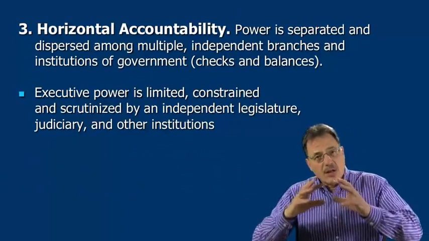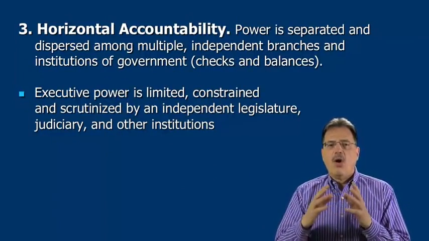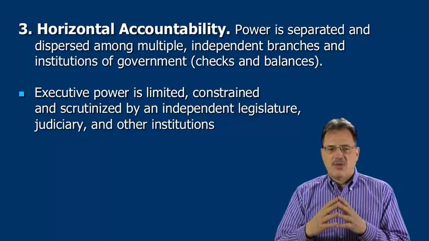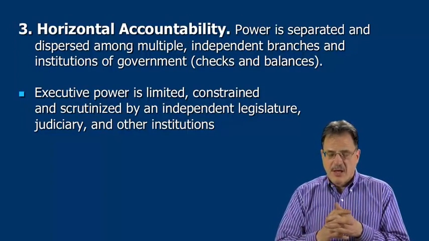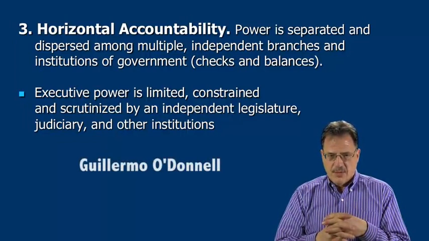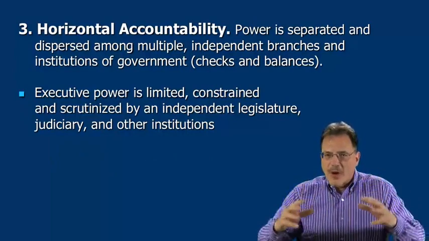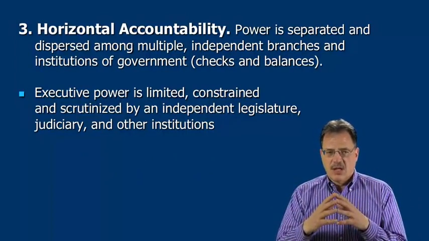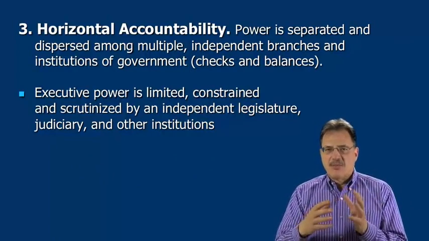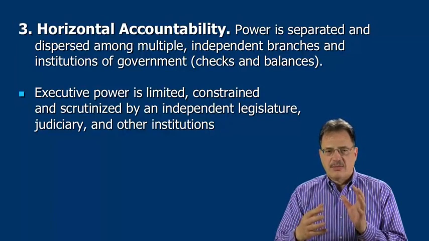A third, and again closely related, principle of the rule of law is what we call horizontal accountability. The term was given to us by the great Argentine political scientist, very tragically and unfortunately recently deceased, Guillermo O'Donnell. And horizontal accountability involves, again, the restraint of government power so that different agencies and branches of the government are checking and monitoring one another.